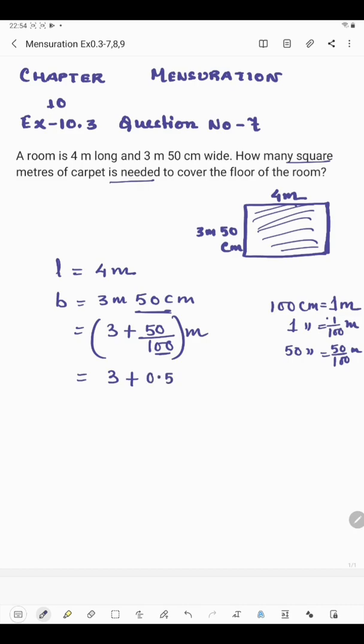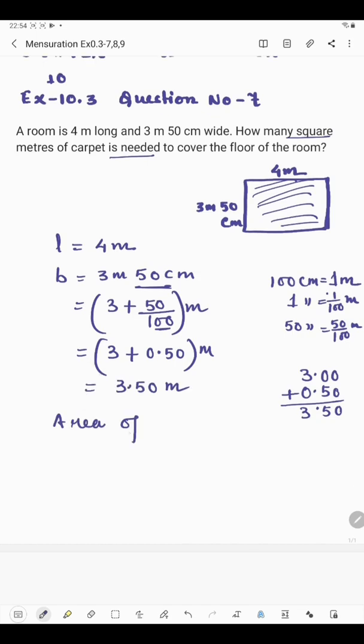It's 0.50. Now when you add this to 3, which can be written as 3.00, and with this you add 0.50, then you will get 0 plus 0 is 0, 5 plus 0 is 5, then we have the point, then 3 plus 0 is 3. So it's 3.50 meter. Now we will have to find the area of the floor.